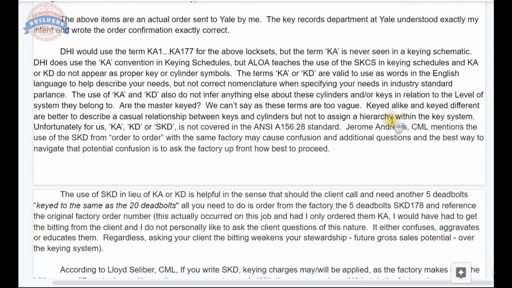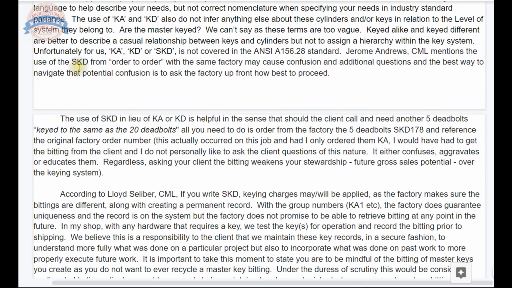Jerome Andrews, CML, mentions the use of the SKD from order to order with the same factory may cause confusion and additional questions, and the best way to navigate that potential confusion is to ask the factory up front how best to proceed. Now, I'm imagining that Mr. Andrews either had that sort of problem or he can see it being a problem. So this condo building I did with SKD1 through SKD178, am I going to want to use that same SKD grouping on the next order? You know, will the factory be sure to create a new record? I would imagine they will.